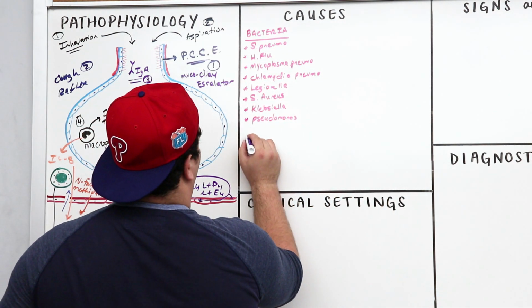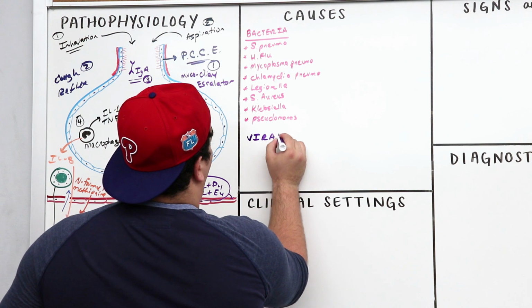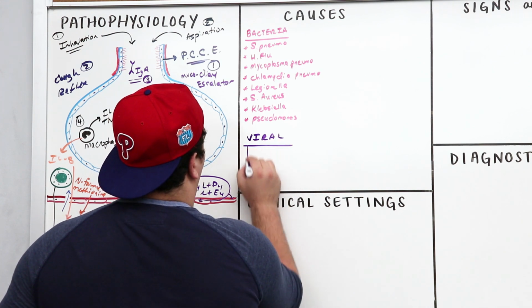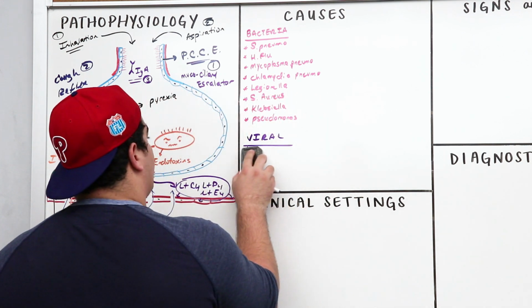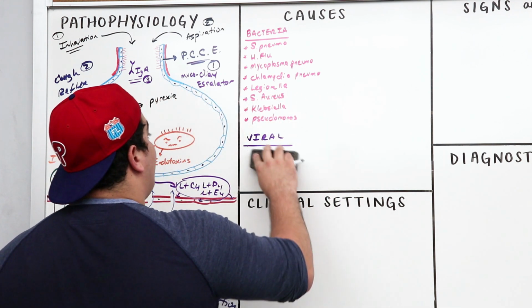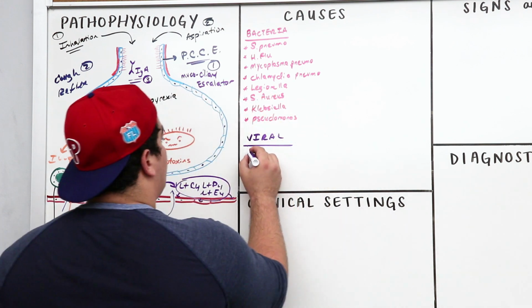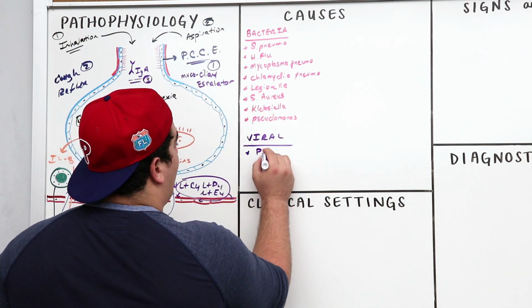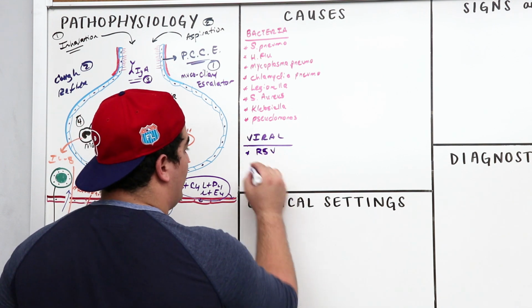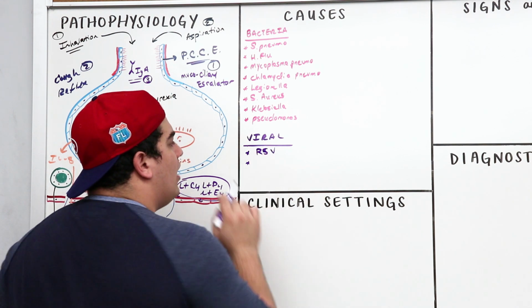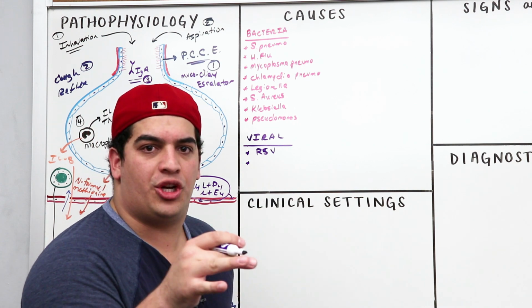We'll throw these puppies right here. So, viral. What are some viral causes? Well, one is called respiratory syncytial virus, RSV, or the parainfluenza virus. This is more common within infants and in young children.